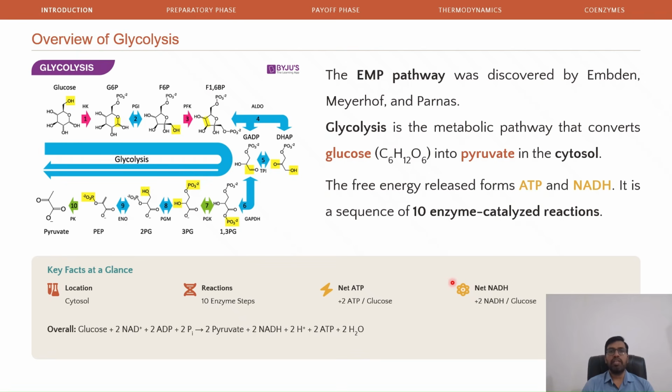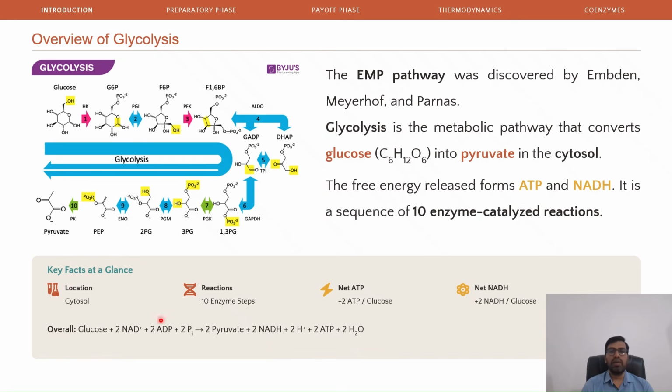Now, if I have to give an overview before we go to the mechanism and the stepwise chemical reactions, glycolysis is a 10-step biochemical pathway which happens in the cytosol, and it has 10 enzyme steps, and it yields two ATP molecules and two NADH along with two pyruvate molecules.